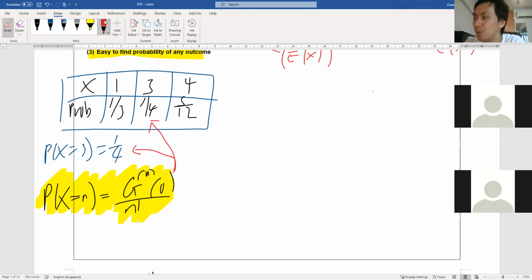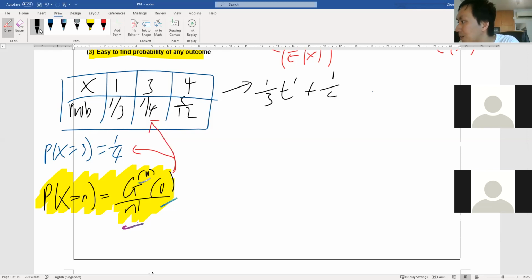Okay? So we will see how come this formula has got 3 components, right? Differentiate n times, then divide by n factorial, then let t be 0. How they each play a part in isolating the number 1/4 at the end of the day. Okay? So the PGF for this variable is simply 1/3 t to the power of 1 plus 1/4 t to the power of 3 plus 5/12 t to the power of 4. Okay, so I'll just call this g, all right, for simplicity.